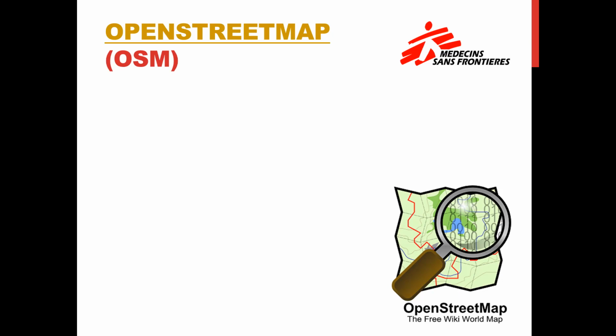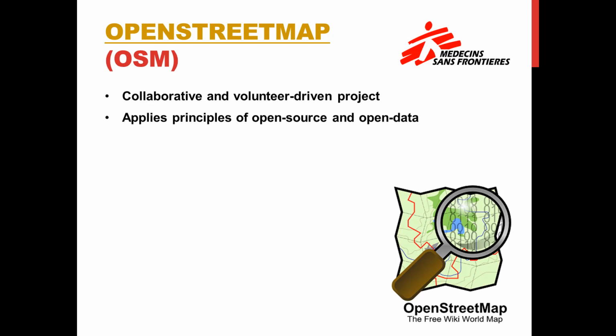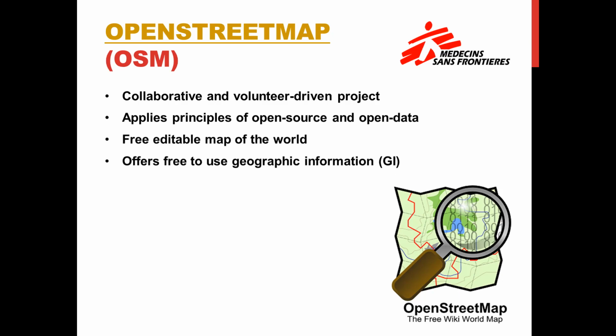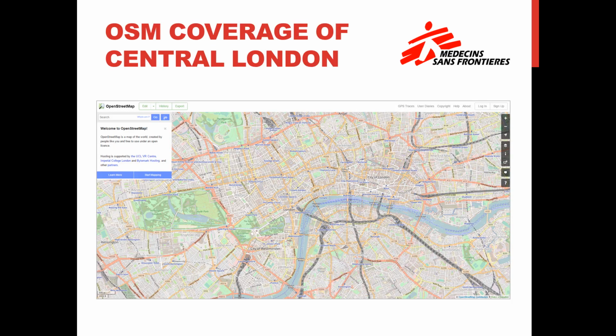OpenStreetMap, OSM, accessible via the hyperlink in the slide title, is a collaborative and volunteer-driven project to create a free editable map of the world and free-to-use geographic information, GI. For MSF, OSM is an invaluable source of GI. This screenshot shows OSM coverage of central London.